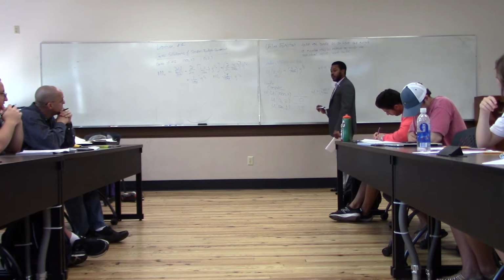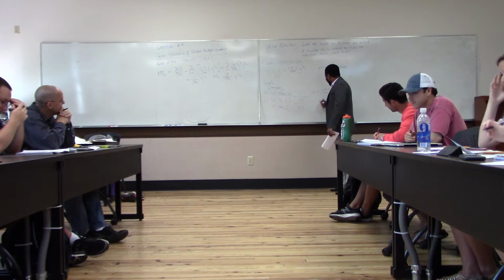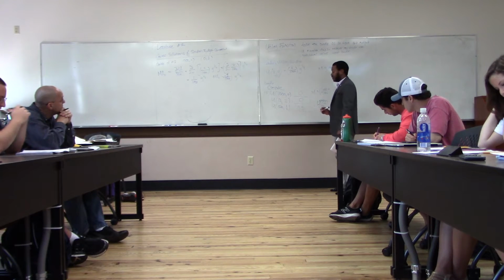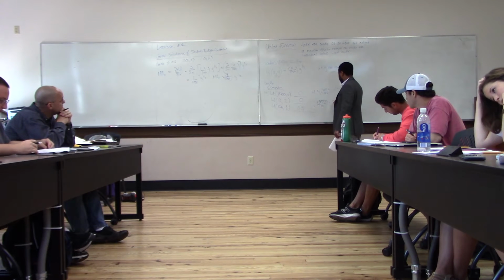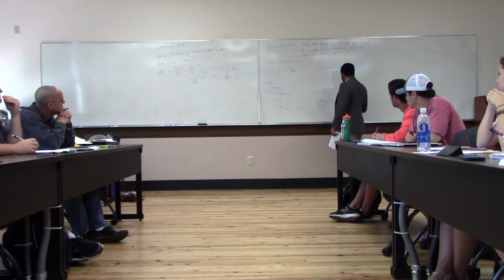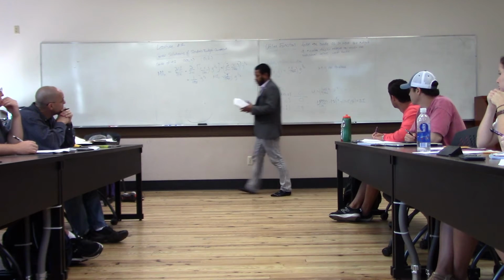Well, I actually just plugged it in. That's right. So you have 500 divided by 1,000, right? Times 1 to the half. That's just 0.5 times 1, which is equal to 0.5. Make sense?